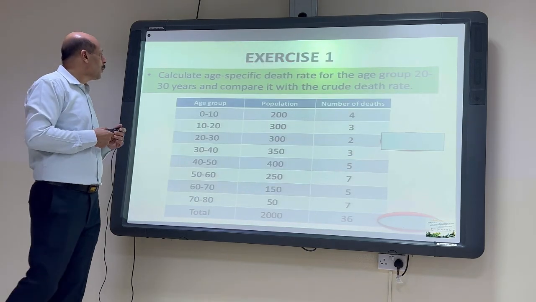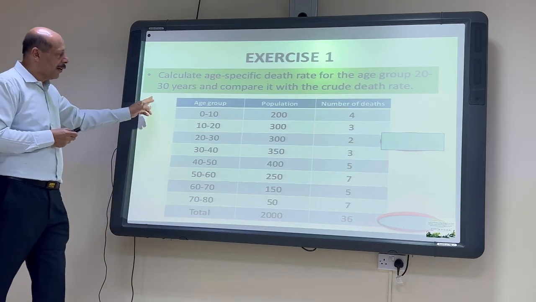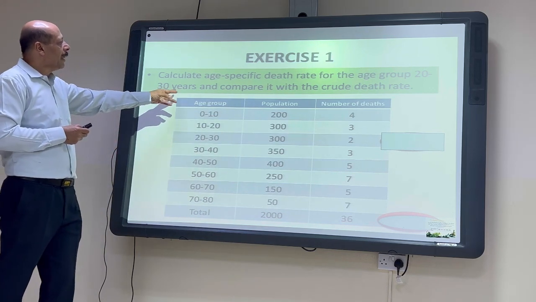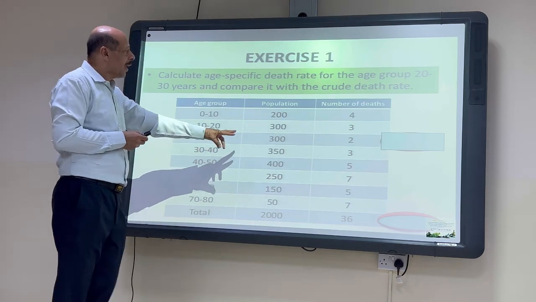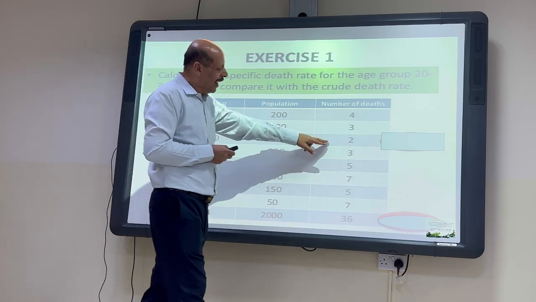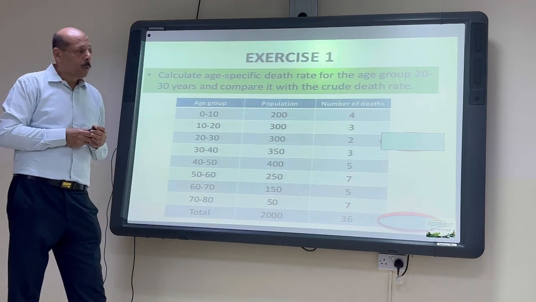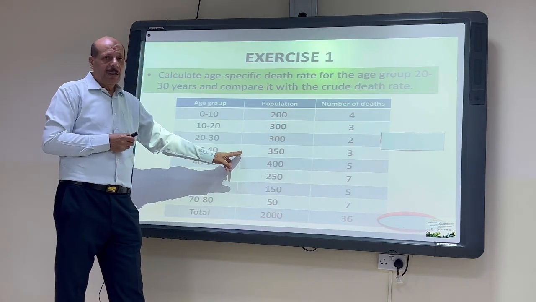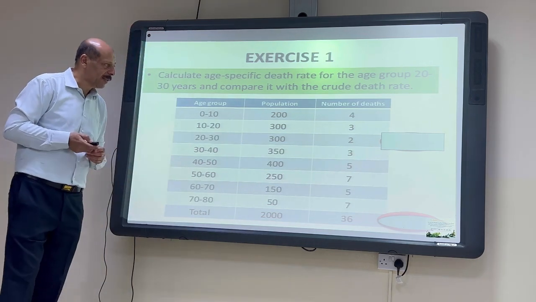If we want to calculate the specific death rate for age group 20 to 30 in a certain population in a year, compared with the crude death rate. So here we have a population of 300 and the number of deaths is 2. So we will divide 2 by 300, then we will multiply it by the factor which is 1,000.